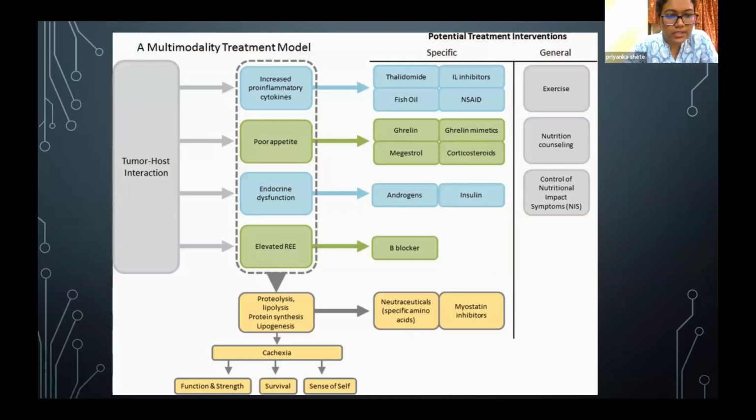Then we briefly see the multimodal treatment model. The tumor host interaction causes increased pro-inflammatory cytokines, poor appetite, endocrine dysfunction, and elevated resting energy expenditure. For increased pro-inflammatory cytokines, there are specific treatment interventions like thalidomide, interleukin inhibitors, fish oil, and NSAIDs. Then for poor appetite, ghrelin mimetics, megestrol, and corticosteroids. For endocrine dysfunction, androgens and insulin. Then for elevated resting energy expenditure, beta blockers. And in general, the treatment interventions are exercise, nutritional counseling, and control of nutritional impact symptoms.